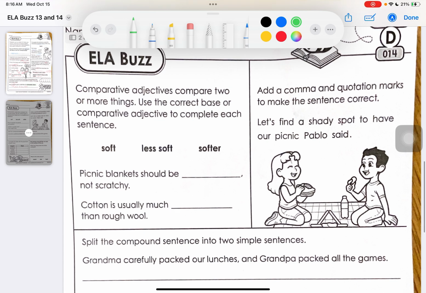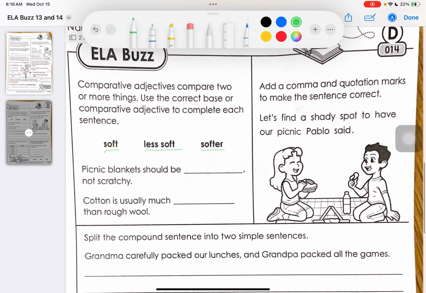Next one. Comparative adjectives compare two or more things. Use the correct base or comparative adjective to complete each sentence. Okay: soft, less soft, softer. Picnic blankets should be something, not scratchy. They should be soft, not scratchy. Picnic blanket should be less soft, not scratchy. Picnic blanket should be softer, not scratchy. Soft makes the most sense here.